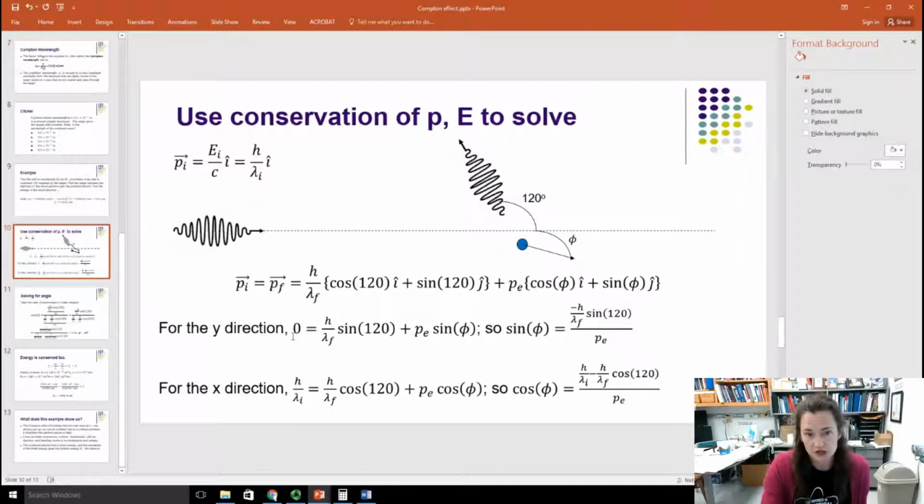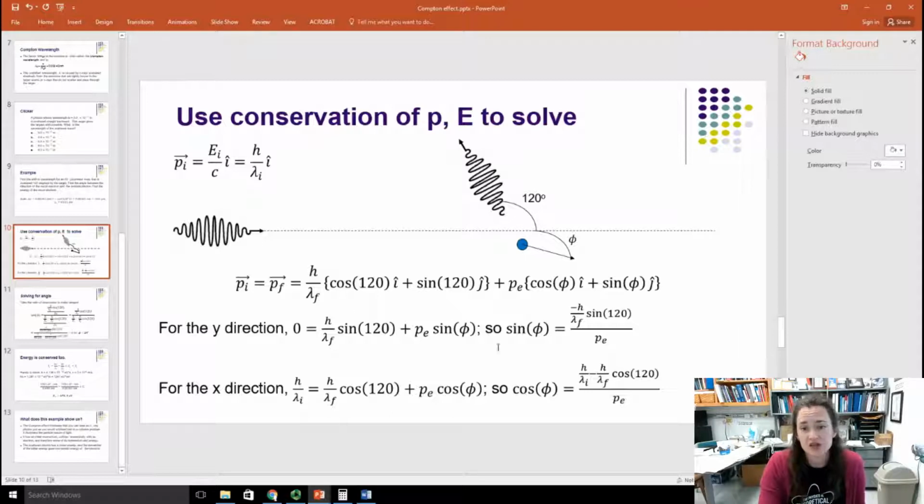For the y direction, I've got no initial momentum. All the momentum is in the x. So for initial y momentum, I've got 0. And now I've just taken the j hat stuff from the top equation and put it in one equation. So 0 is equal to h over lambda final times sine of 120, that's from my photon, plus p sub e sine of phi, that's from my electron.